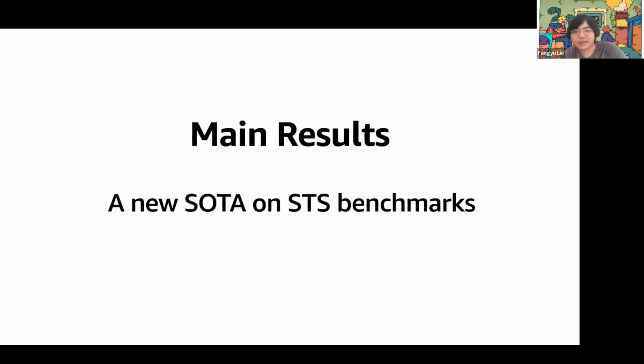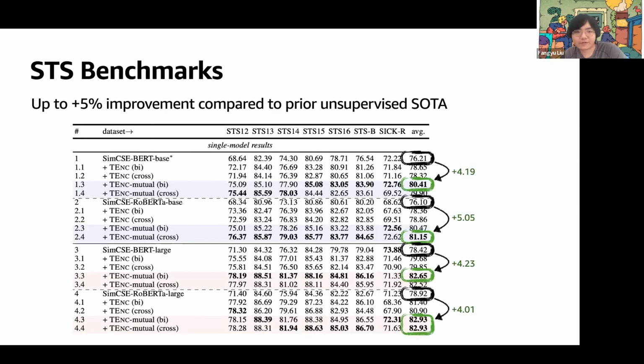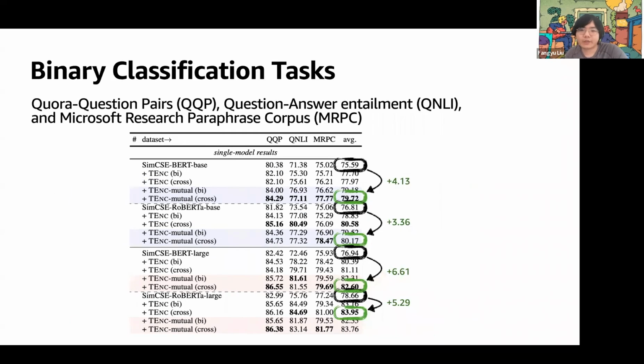We first tested on STS, and our model seems to have achieved a state-of-the-art on the benchmark. As you can see, compared to the previous unsupervised bi-encoder state-of-the-art, transencoder can achieve up to 5% improvement on STS. This is quite significant on this benchmark. And for binary classification tasks, we have achieved a similar amount of improvement, ranging from 3% to 6%.